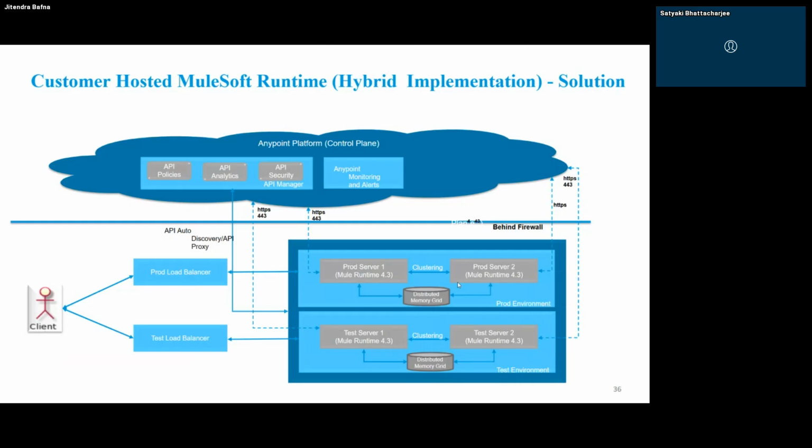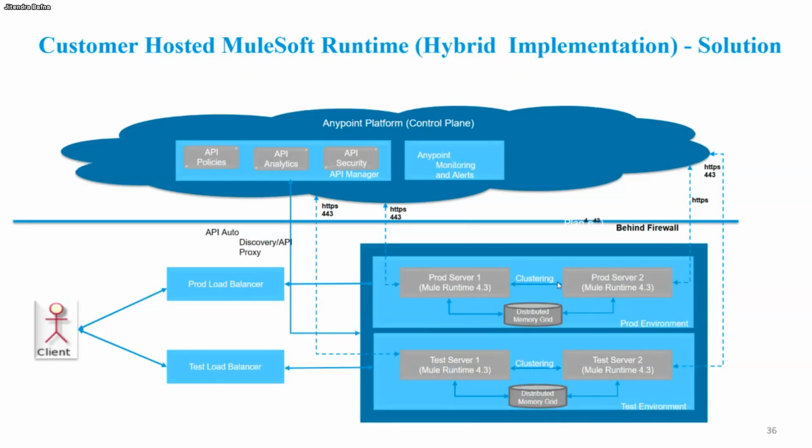So first of all I will use clustering, because I want to share the state across the multiple nodes. So I want a distributed memory grid. Then I will use an external load balancer for HTTP traffic, and I want to apply the client ID enforcement policies. My API will connect to API Manager using API autodiscovery, so I can apply the policies. So this will fulfill all my requirements.